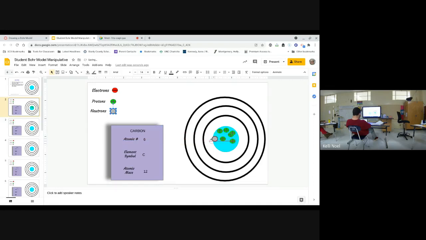Sometimes it'll match the protons, sometimes it will not. So I'm going to drag 6 over. And you can see how time consuming this is. Remember, we have positives and negatives. Negatives go outside. Positives and no charge are on the inside. That's why the neutron doesn't have a charge.